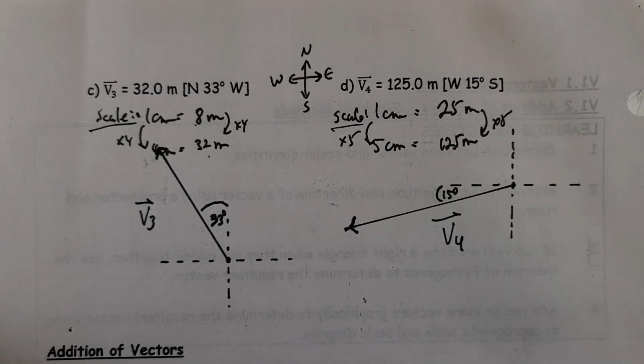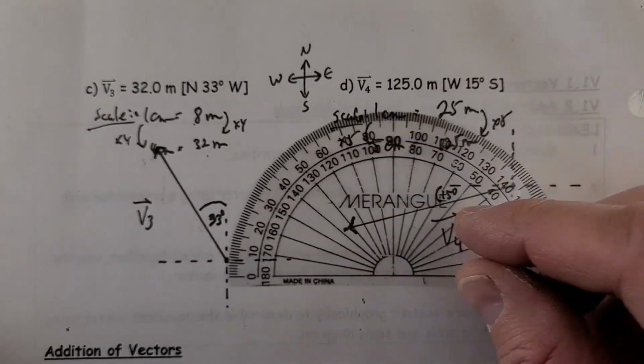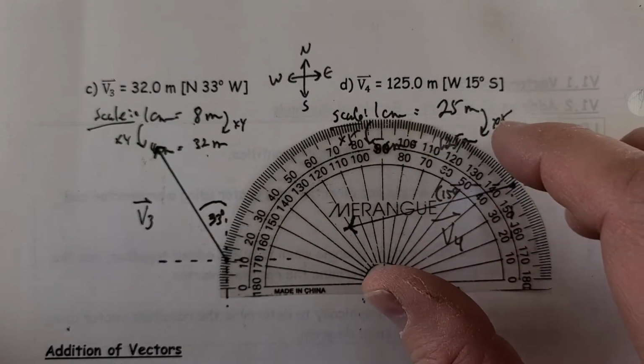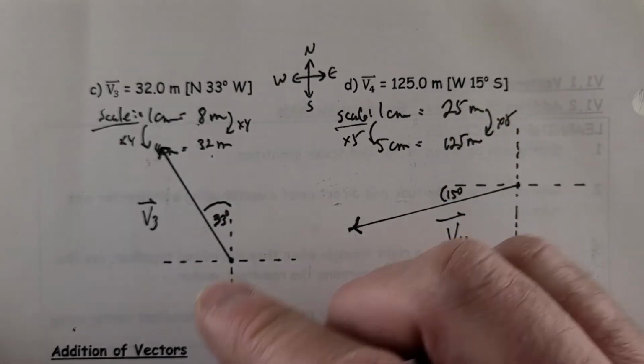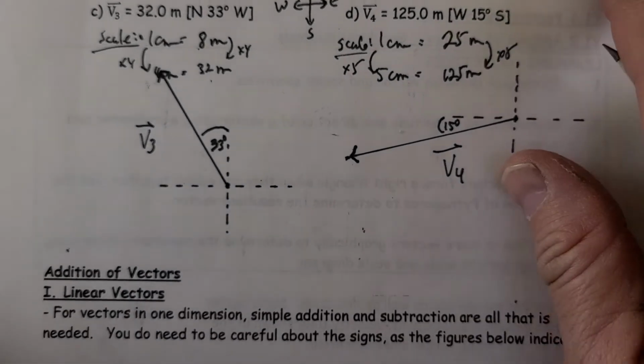Alright, so that's how you draw vectors using a scale diagram, using a ruler and protractor. You may or may not have a lot of experience using a protractor, but there are the two scales there, 0 to 180 or 0 to 180, which makes it handy when going in these particular map directions right here. So now we know how to draw vectors and what they look like.